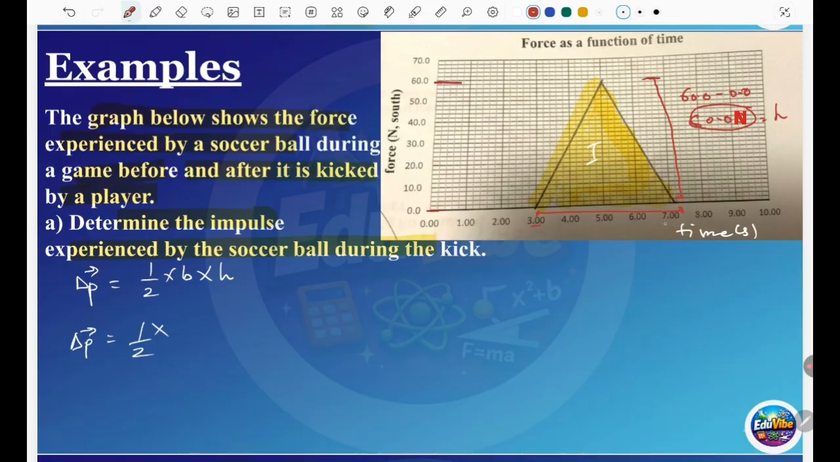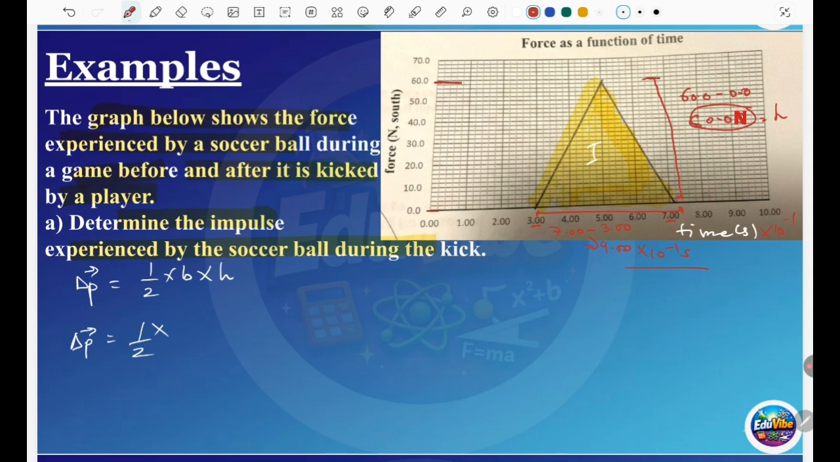This is from 3.00 to 7.00. So you do 7.00 minus 3.00, you get 4.00. But the time is multiplied by 10 raised to minus 1. There's a missing exponent over there. So this is 10 raised to minus 1. So you have to multiply this 4.0 with 10 raised to minus 1 seconds.